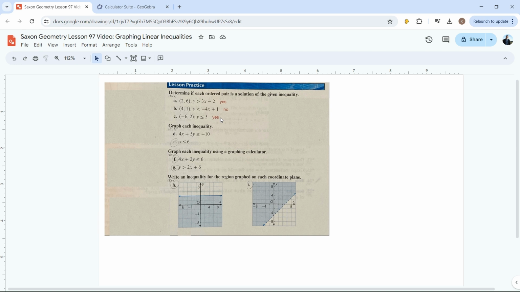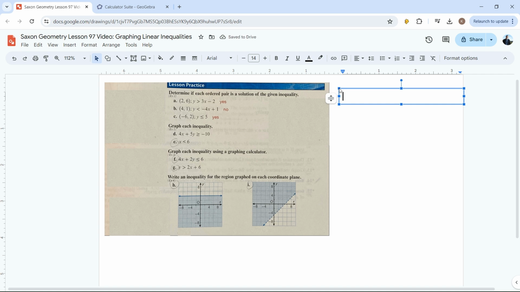To graph each inequality, what we're going to do is put the inequality into slope-intercept form, and we're going to graph it as if we were graphing a line. So this is going to be 5y is greater than or equal to negative 4x minus 10. Notice I subtracted 4x from both sides to get y on a side by itself. I have to have y on a side by itself in slope-intercept form.